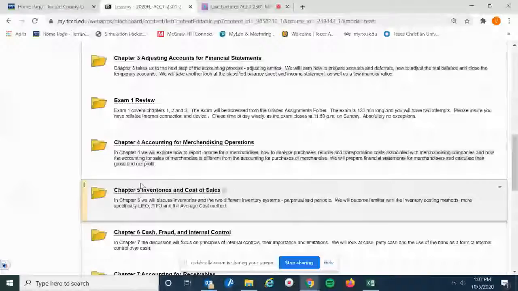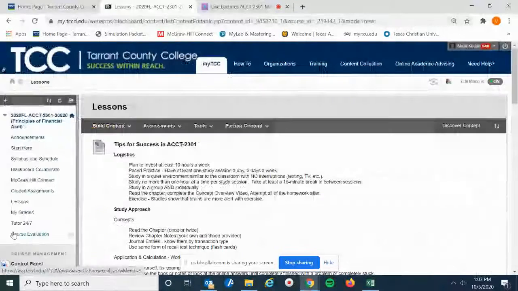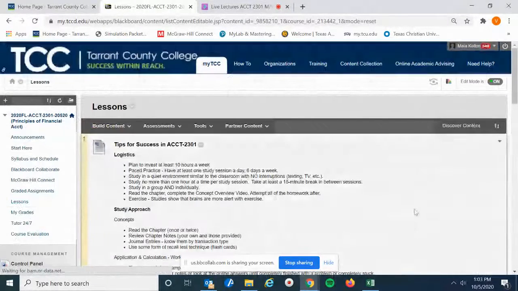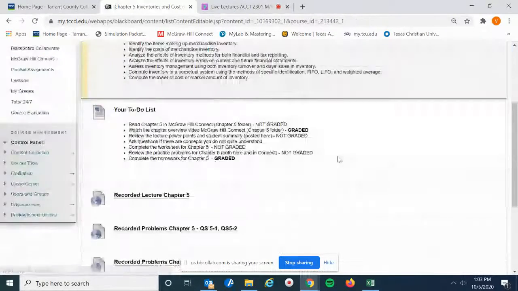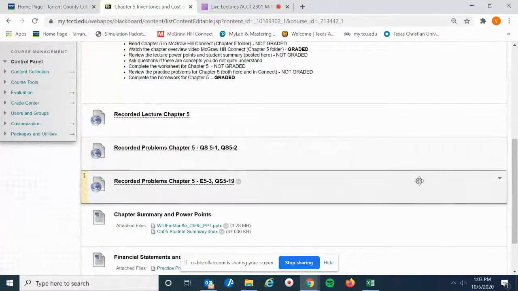And get started. Again, this is chapter 5, inventories. I'm going to go ahead and share my screen with you. Today we will go over the theory and the reasoning behind chapter 5, and then next time on Wednesday we will be working problems. So as always, let's go to Blackboard, the lessons folders, and then find the PowerPoint presentation for chapter 5, inventories and cost of sales.